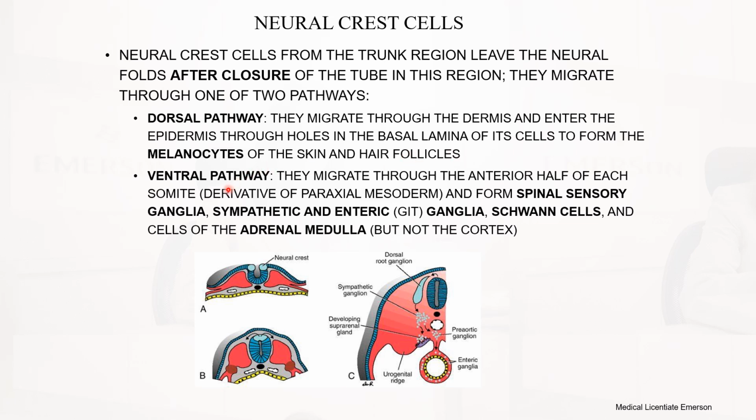Then we have the ventral pathway, where they migrate through the anterior half of each somite, which will be the derivative of the paraxial mesoderm, and form spinal sensory ganglia, sympathetic and enteric (the GIT) ganglia. Then you have the Schwann cells and the cells of the adrenal medulla, but not the cortex. That's the neural crest cells and how they go about after closure of the neural tube. They start to migrate in the two pathways, the ventral and the dorsal.